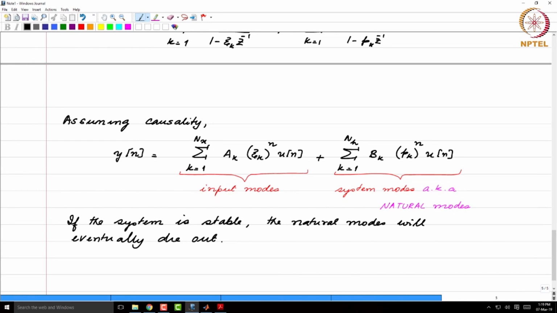Of course, if all the psi k are also magnitude strictly less than 1, they also eventually will die out. But we can be guaranteed that the system mode or the natural mode, they all will die out because the system is causal and stable.